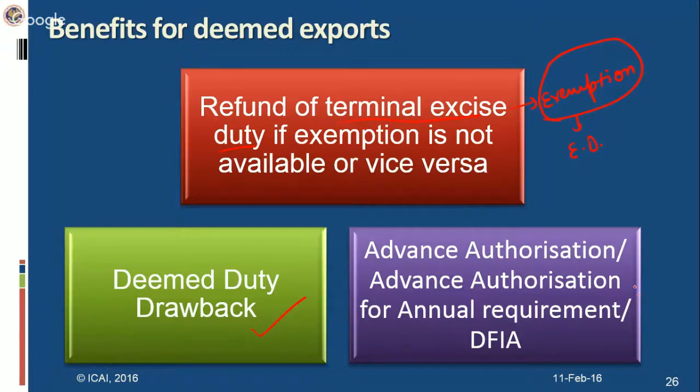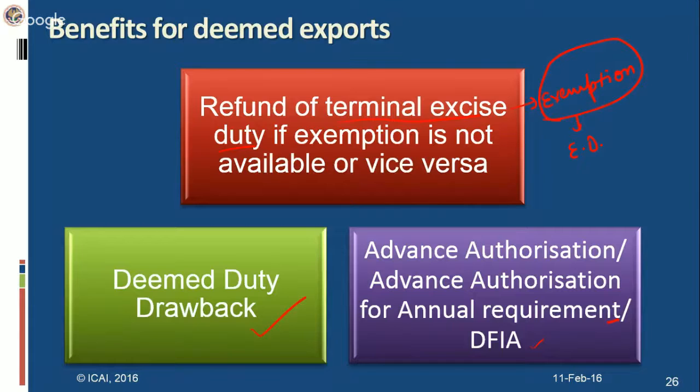Third benefit is advance authorization, or advance authorization for annual requirement, or DFIA. Where the manufacturer is supplying goods to an advance authorization holder or DFIA holder, he will get the advance authorization or DFIA benefit for the supply of the intermediate products which he is supplying.